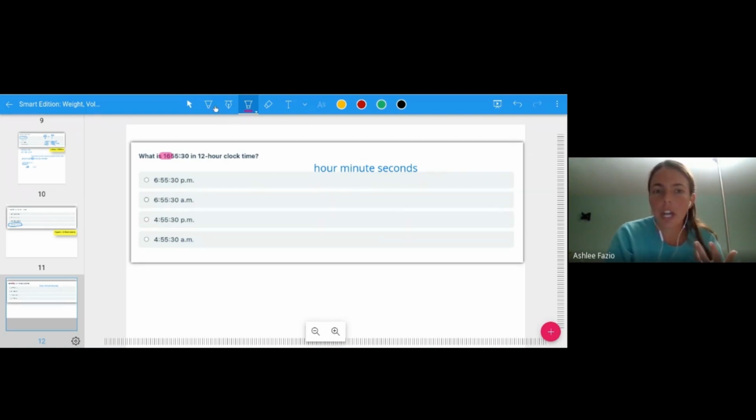So this is a great strategy to use when you have a multiple choice test, if you know one little piece of this already, like I know this has to be PM, I'm going to get rid of the AMs. Those are not my answers here. Okay. So that can just be one strategy you can use for this.